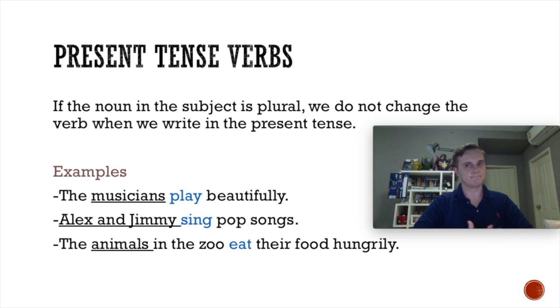We just say play. Next one, Alex and Jimmy sing pop songs. In the subject, there's two people, Alex and Jimmy. So because we've got two people, we have a plural noun in the subject, we don't change the verb sing. And last one, the animals in the zoo eat their food hungrily. Subject animals is plural, more than one animal. So we do not need to change the verb eat.